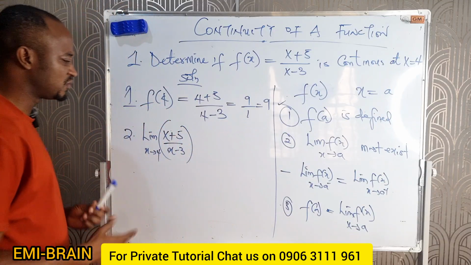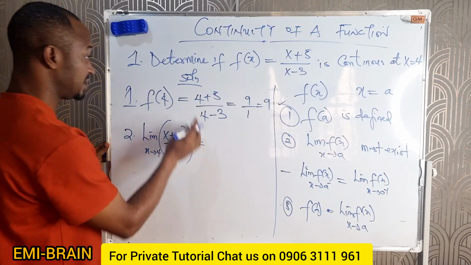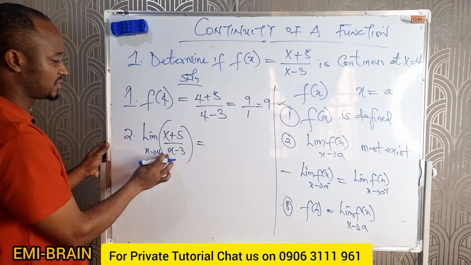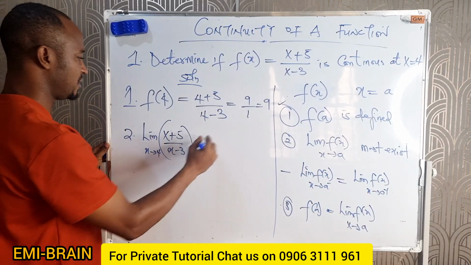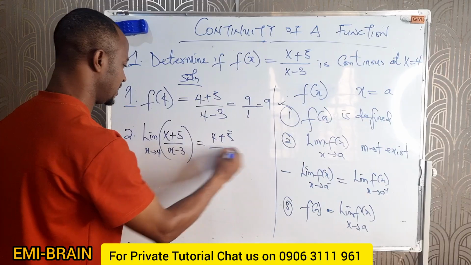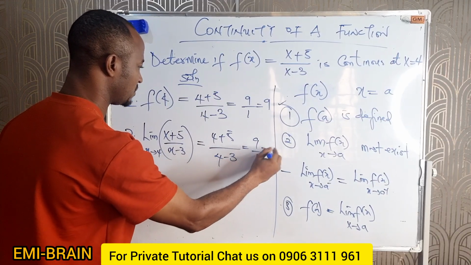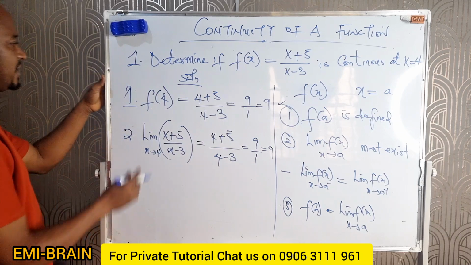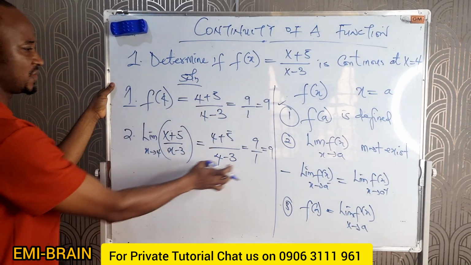So the first thing we have to do is to try direct substitution. To find my limit as x approaches 4, I'll substitute x as 4. It means 4 plus 5 divided by 4 minus 3, which is 9 over 1, equals 9. What do you notice here? f of 4 is 9, and the limit is also 9.